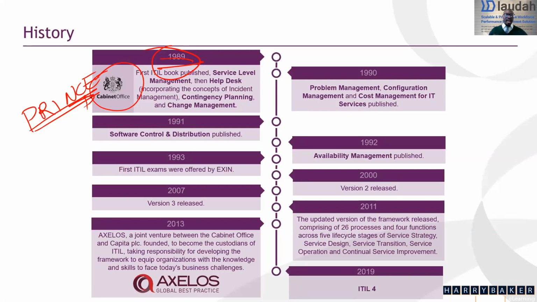Then they saw a drawback when it comes to Prince. Prince is great when it comes to managing projects, but when it comes to managing IT services, they saw a drawback. And that was what gave birth to what we call ITIL today, the Information Technology Infrastructure Library. Over the years it has evolved, and now we have version 4, which was published in 2019, more than a year ago, actually.